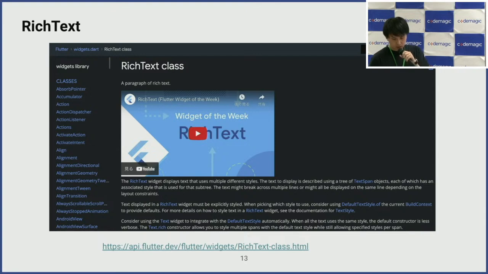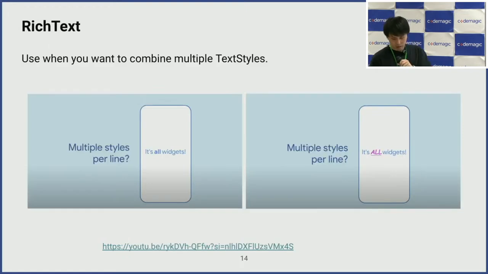Then, what should we do if we want to decorate the text in a more complex manner? Flutter also has another widget called RichText. I'm sure many of you have used it before. In many cases, text is enough, but RichText is useful when you want to customize your strings in more detail. RichText is used when you want to combine multiple text styles. This is useful when you want to change only the part you want to highlight to bold or change the color of the text.